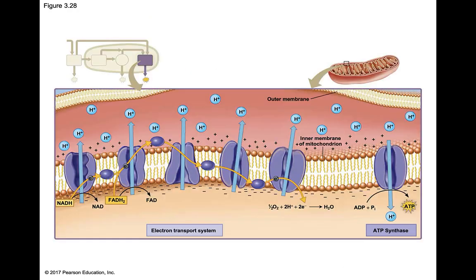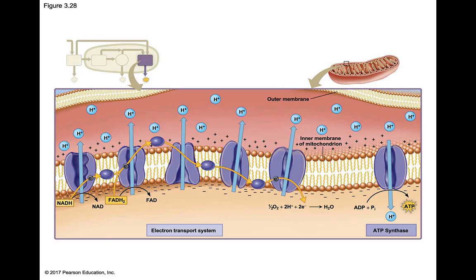So now, this is the last step. This is the electron transport system. This is the only step that actually uses oxygen. And the role of oxygen in aerobic oxidation is to act as a final electron acceptor. And I'll say that again. The role of oxygen in the electron transport system is to act as a final electron acceptor.